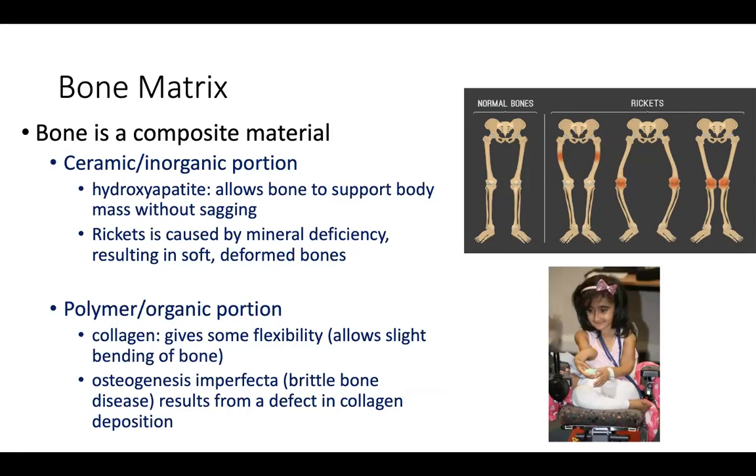And that's done through collagen fibers. So the polymer or the organic portion of the matrix is made up of collagen fibers, which are those protein fibers that I mentioned a while ago. I don't think anyone's doing brittle bone disease in here, but brittle bone disease is basically where those collagen fibers are not deposited correctly. So there's really no flexibility in an individual's bones and they break very easily.